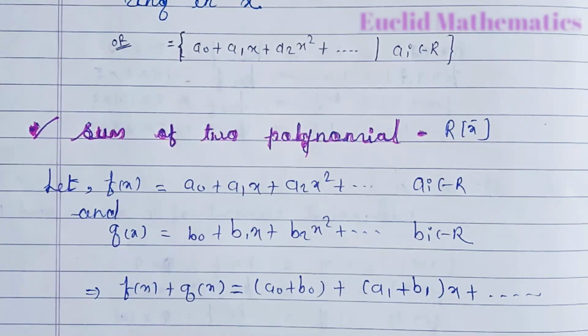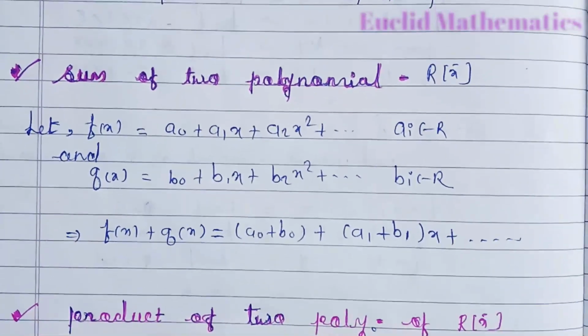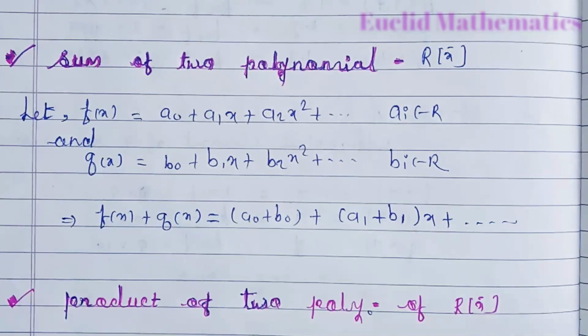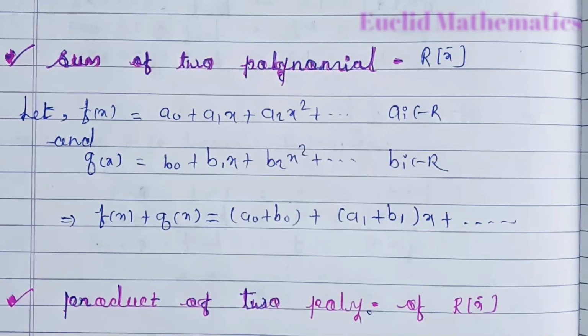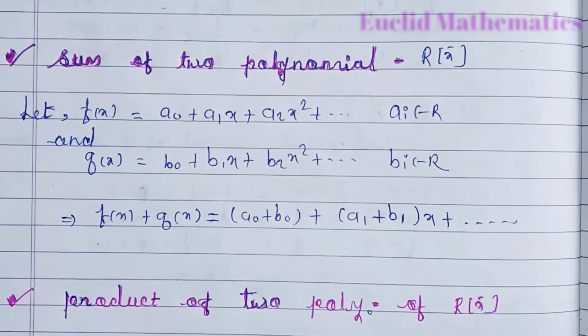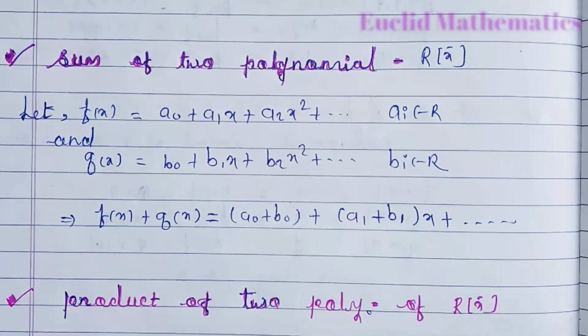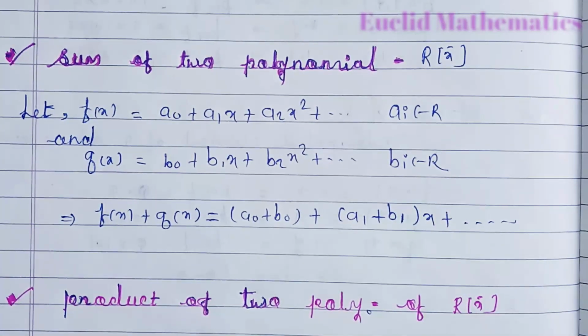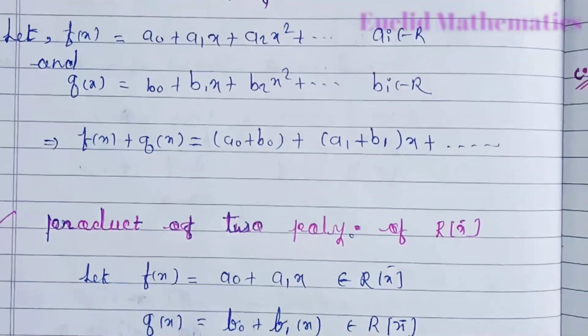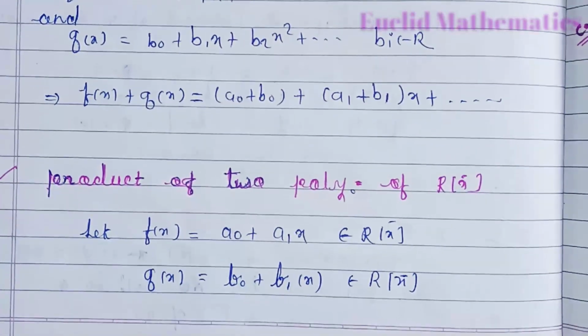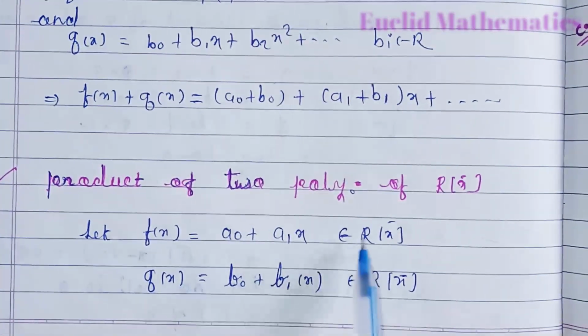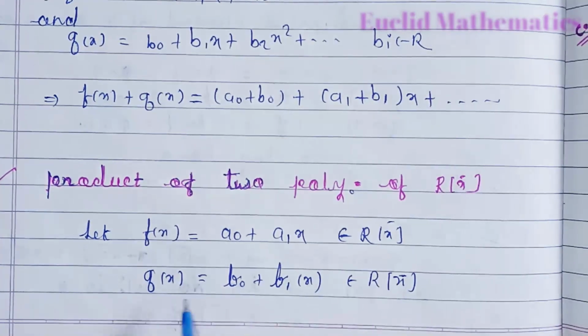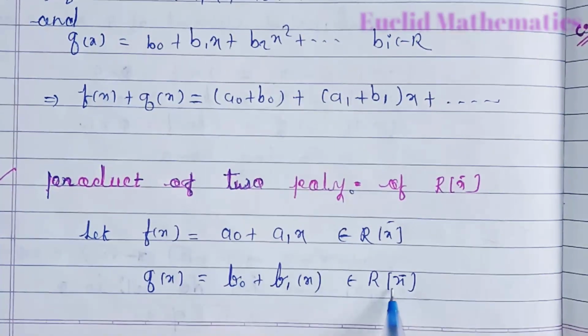Okay, now let's go for the product of two polynomials in a ring. So how to find the product of two polynomials? We have to consider a finite number of polynomials; to multiply n polynomials would take time. We just have to understand how to take the product of two polynomials. So here I have two polynomials: f(x), which is a0 plus a1x, which belongs to the ring, and g(x) is b0 plus b1x, which is also taken from R[x].